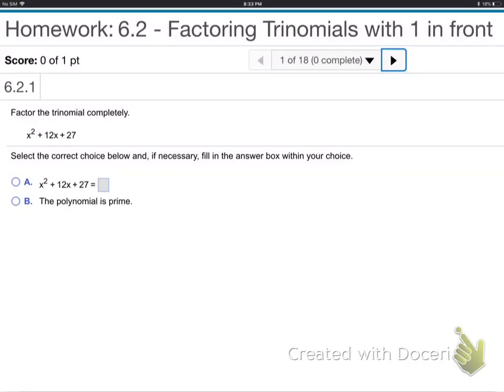So 6.2. Next section, 6.2. We have 3 sections tonight. So now what we're doing is factoring 3 terms, trinomials. This chapter 6 is all a quick review of factoring. How do you factor when there's 3 terms? Do you remember this a little bit?